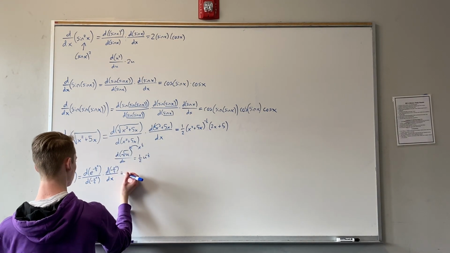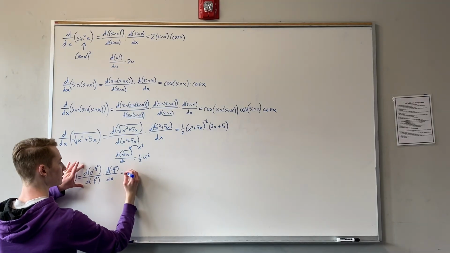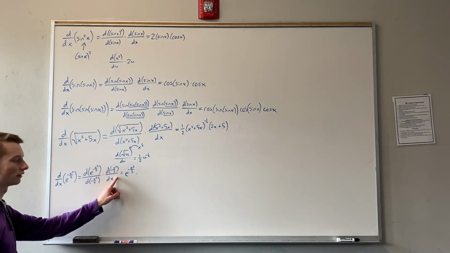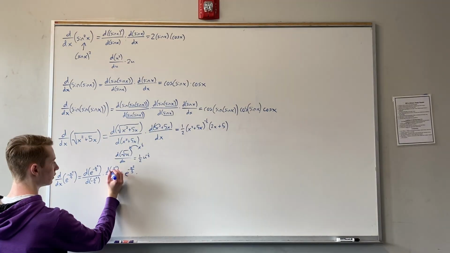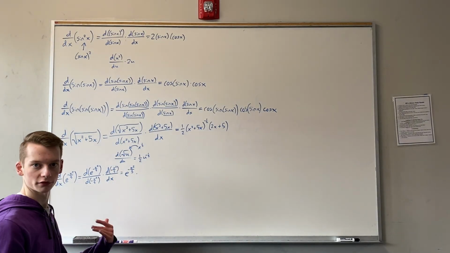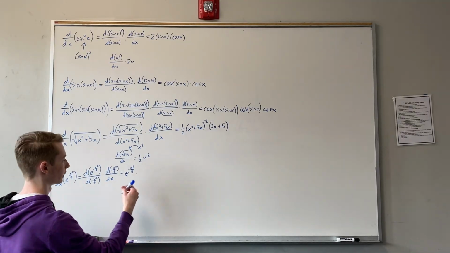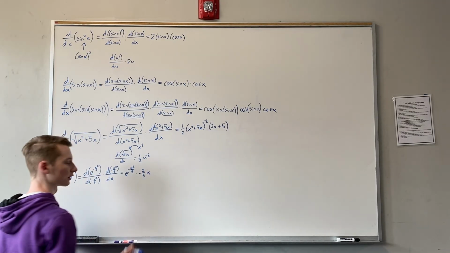So this part is just e to the negative x squared over 5, multiplied by now the derivative of negative x squared over 5 with respect to x. This negative and the 1 over 5 are just like a coefficient, right? So they stay. And then the 2 comes out in front. So you get negative 2/5 x to the first.